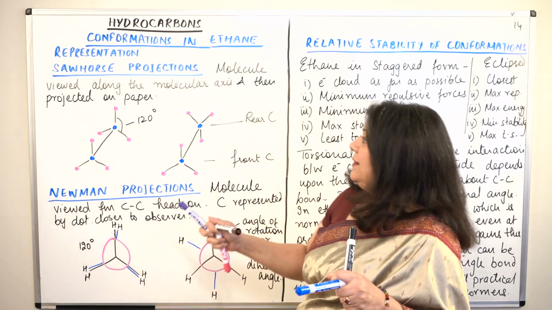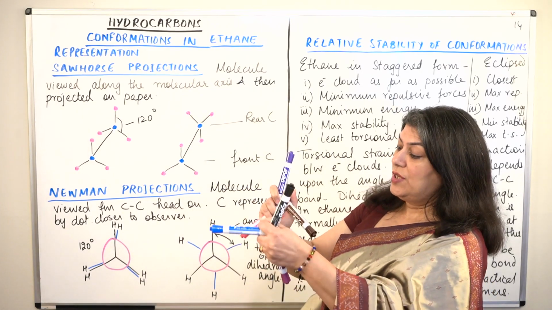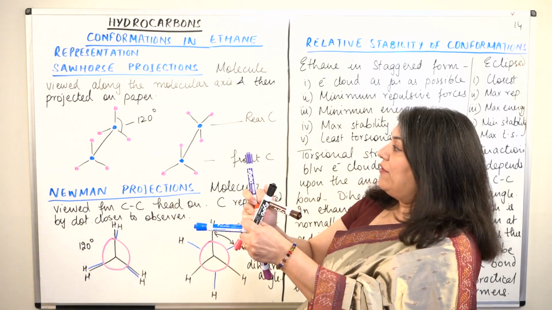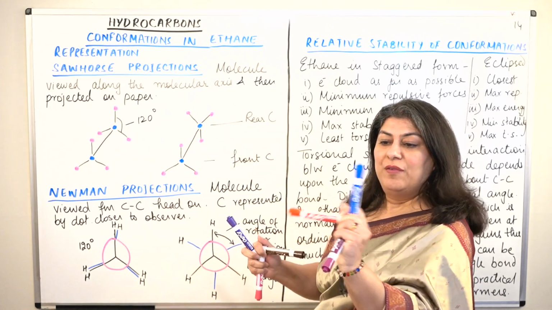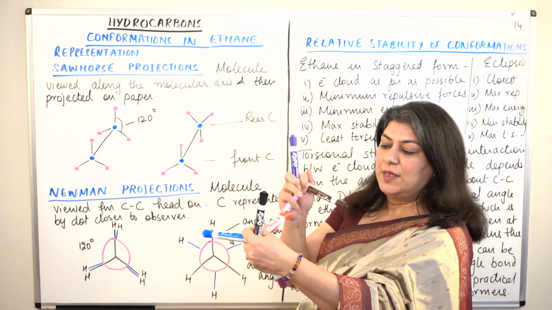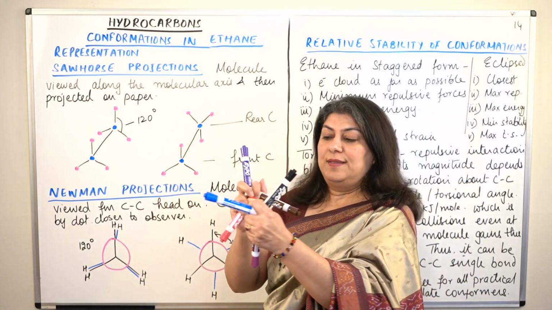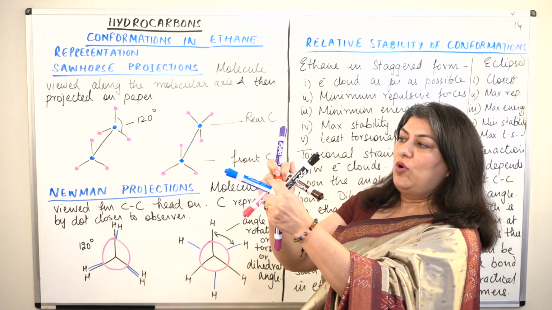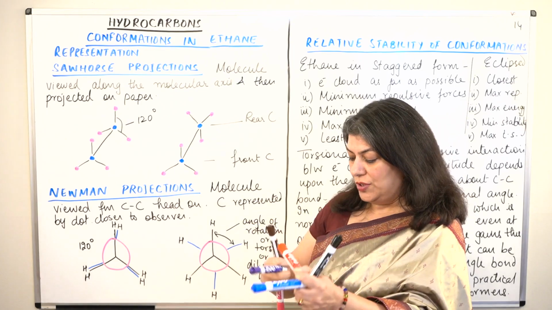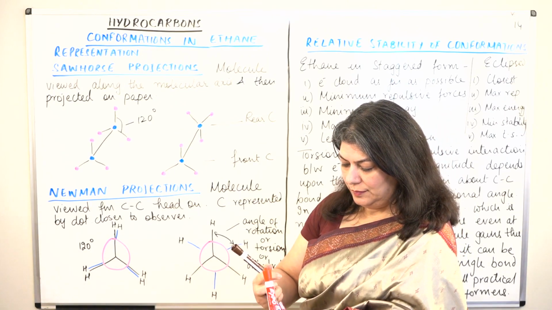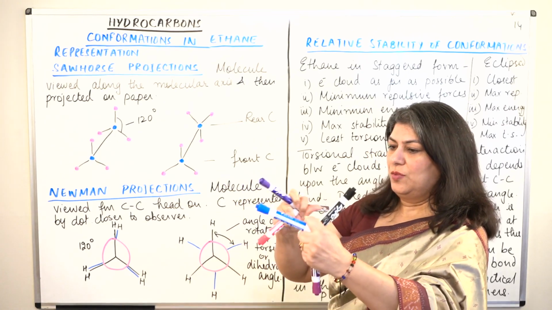In the Sawhorse projections, which I showed you in the previous video also, this is the molecule, which is a tetrahedral molecule. This is the carbon-carbon bond, where they are joining, that is a carbon. And these 3 bonds that you see are of hydrogens.